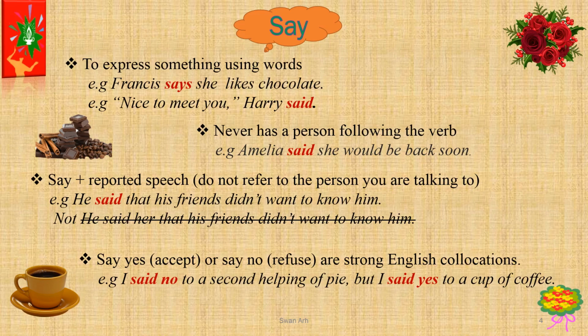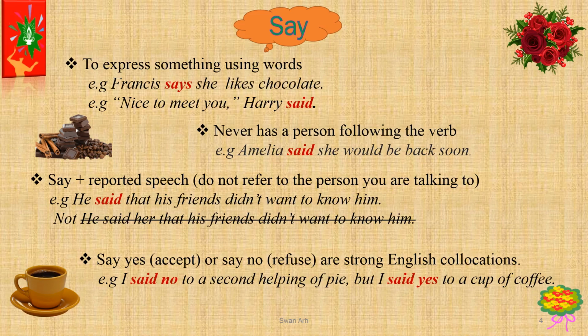For example, we don't use object pronouns such as me, them, you immediately after the verb. For example, Amelia said she would be back soon. We use say plus reported speech, and do not refer to the person you are talking to. For example, he said that his friends didn't want to know him. We don't say, he said her that his friends didn't want to know him. The second example sentence is incorrect.